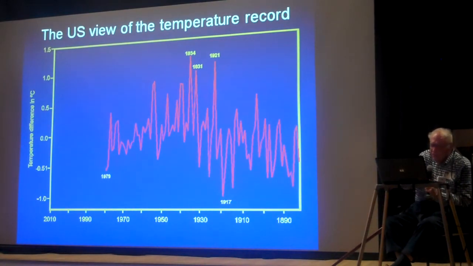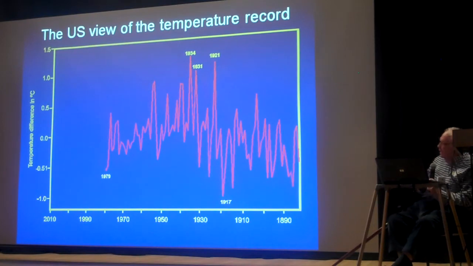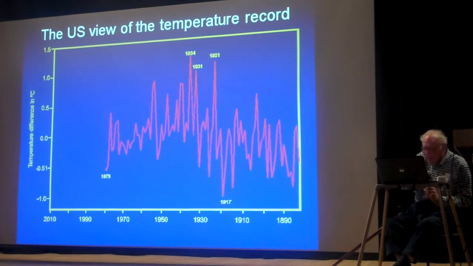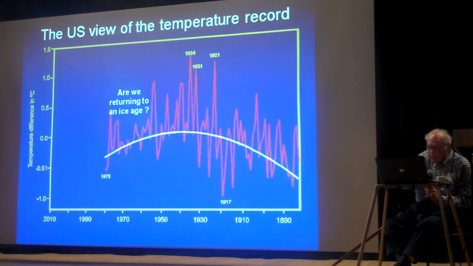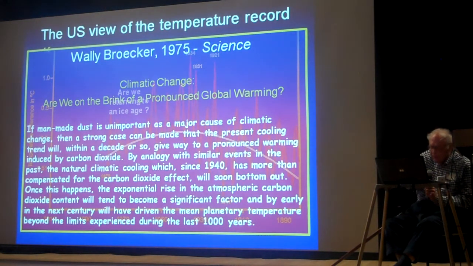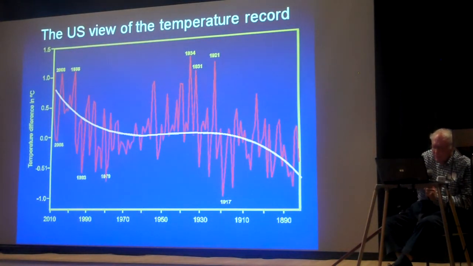This is the famous US view of the temperature record. I'm going to go a few minutes over here. As it looked in the 1970s, and if you put a curve through that, everybody thought, or at least geologists thought, we should be returning to an ice age. Insolation-wise, we should be returning to an ice age. And I'm going to skip this. Wally Broecker had it all right. He said, this is caused by dust and other stuff, and we're going to come out of this pretty quickly, and we should see global warming from CO2 by the end of this century. So there it is. That's the US temperature record.